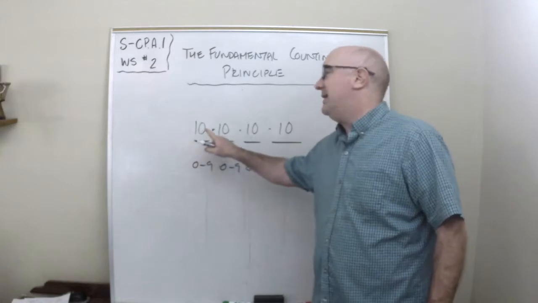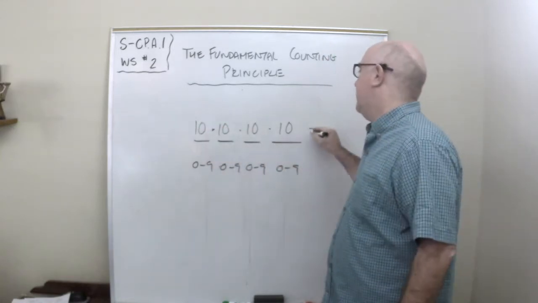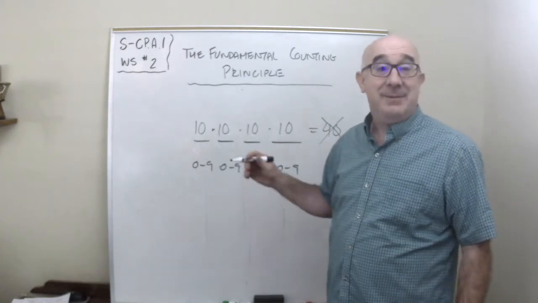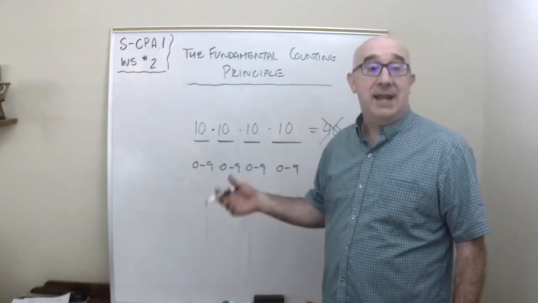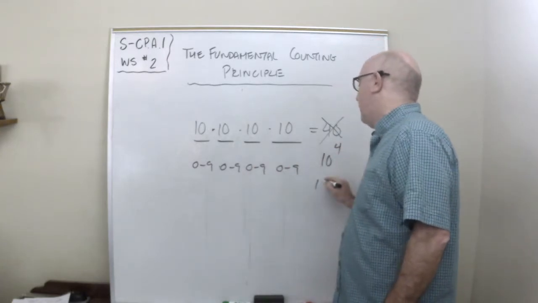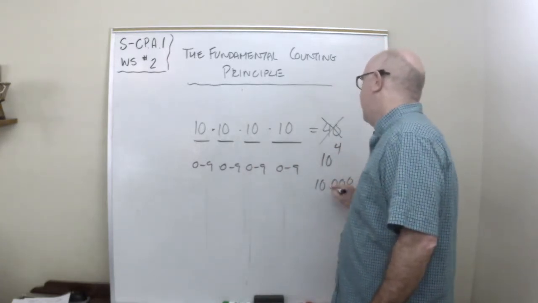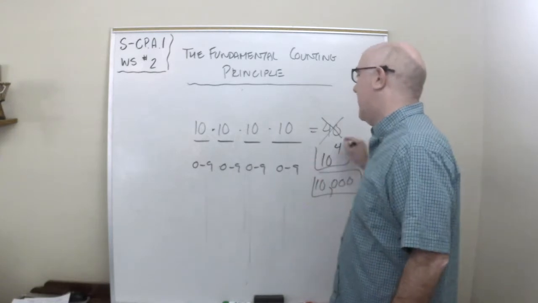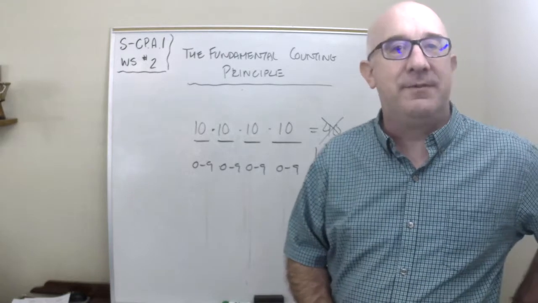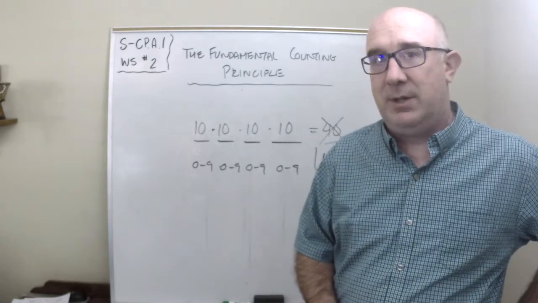And so it isn't 40, okay? It's 10 times 10, 100, times 10, 1,000, times 10. It is 10 to the 4th, or 10,000 different combinations here, not 40. Be careful of that. Sometimes the fundamental counting principle gets tricky when you do that.